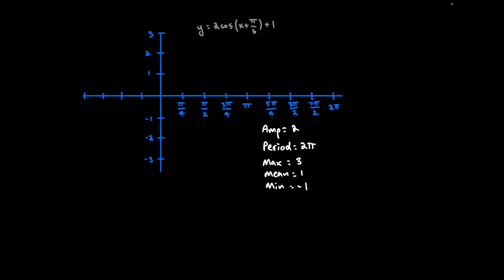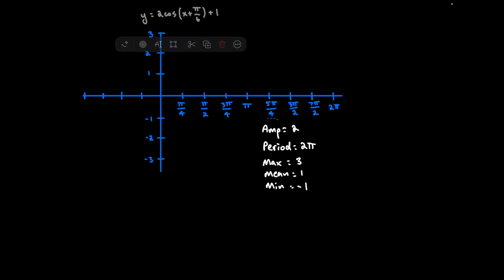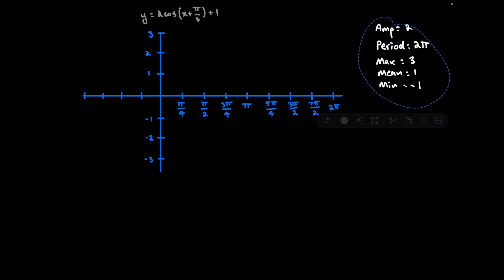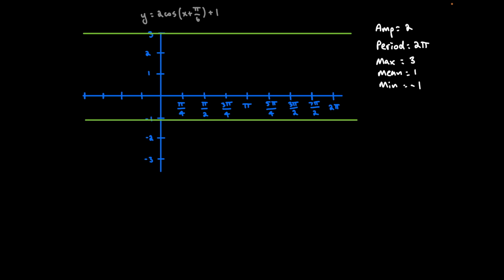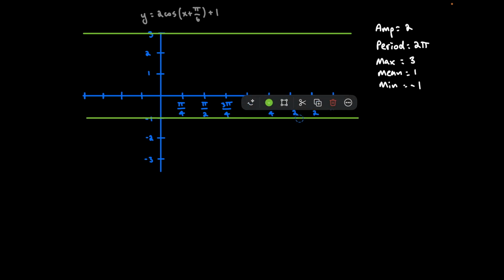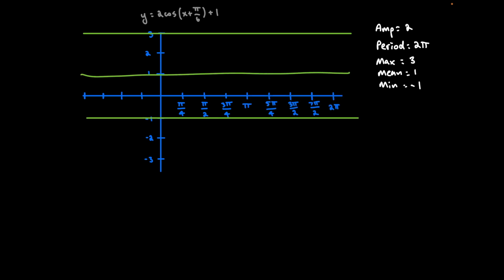Okay, so just to make my life easier, I'm going to draw those minimum, maximum and mean lines on my graph right now. So we have the maximum at 3. And then we have our minimum at -1. And then we have our mean line at y equals 1, like such.